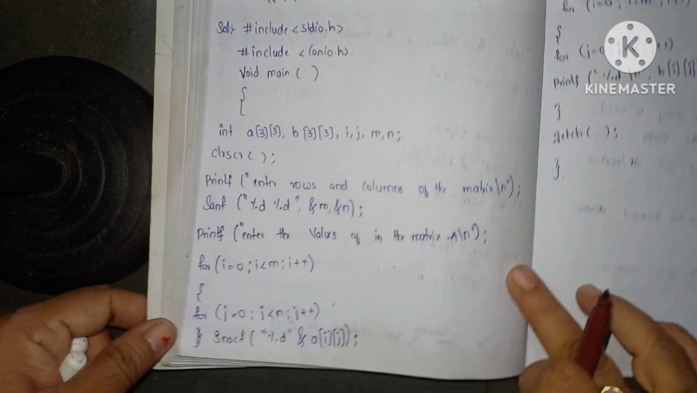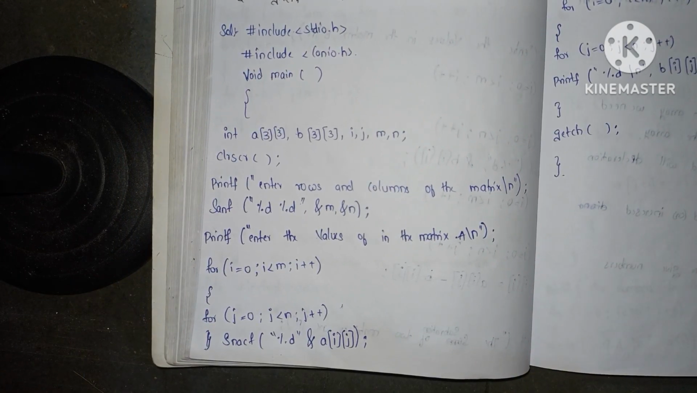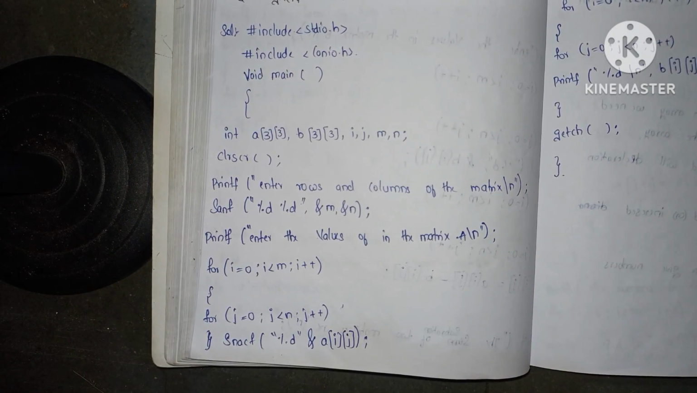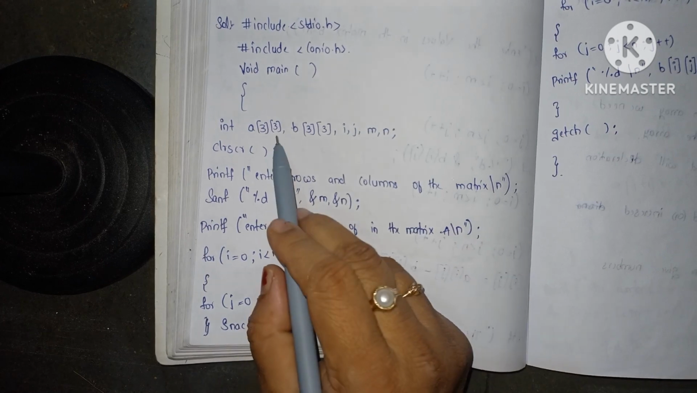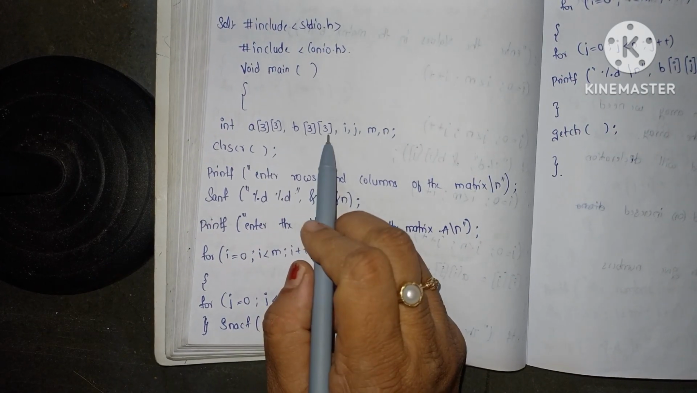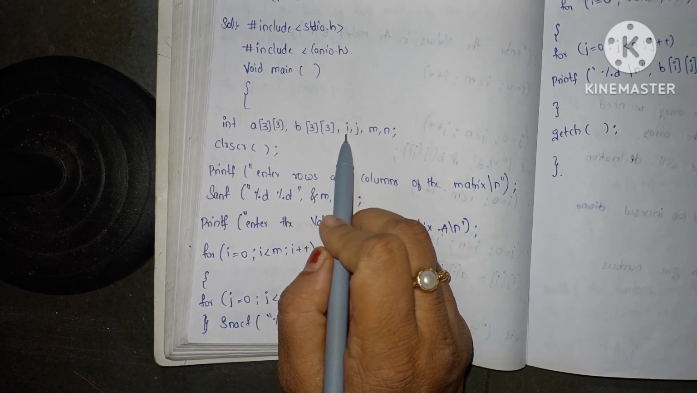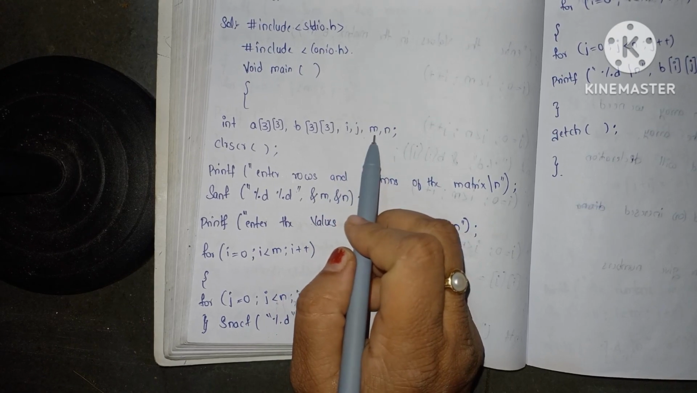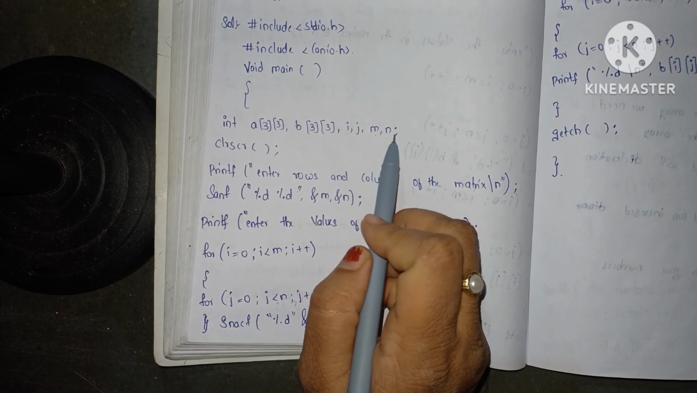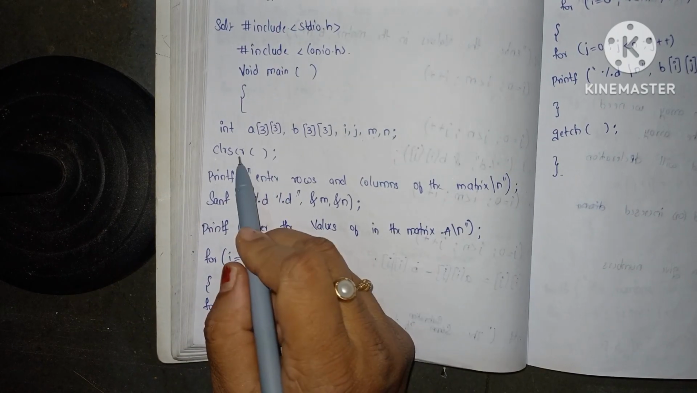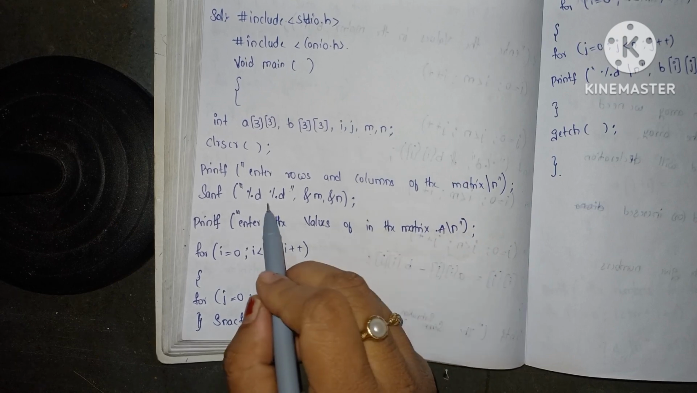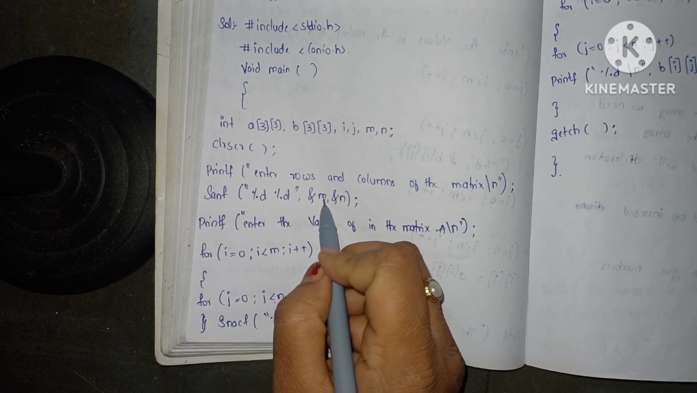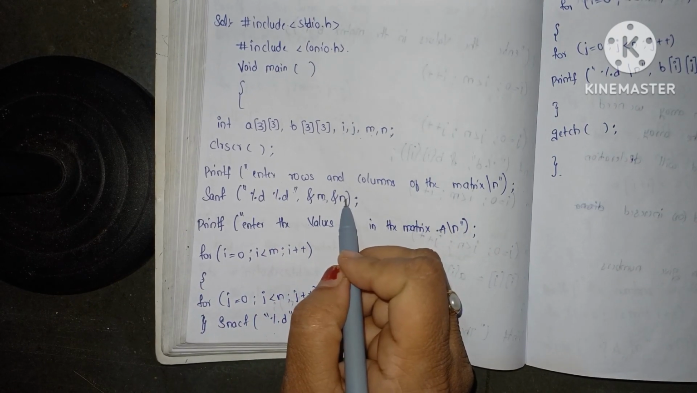Now we will explain the program. Here hash include stdio.h, hash include conio.h. Then we need void main. How many matrices do we require? One is the input matrix, one is the output matrix. I for row, J for column, M for size of the row, N for size of the column. Clear screen. First enter rows and columns of the matrix. So just enter M for size of the rows, N for size of the column.